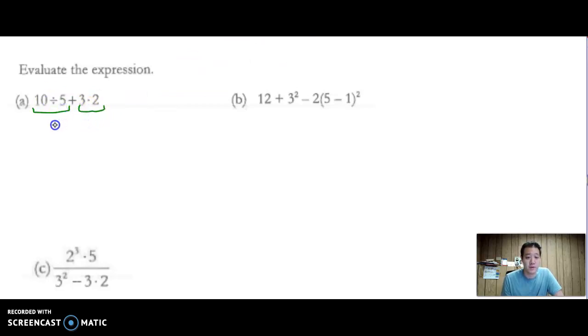So 10 divided by 5 we know is 2. 3 times 2 is 6. And now we're going to add those, and that's 8.